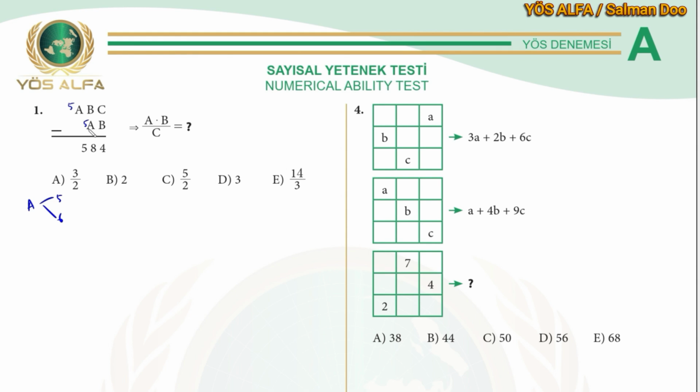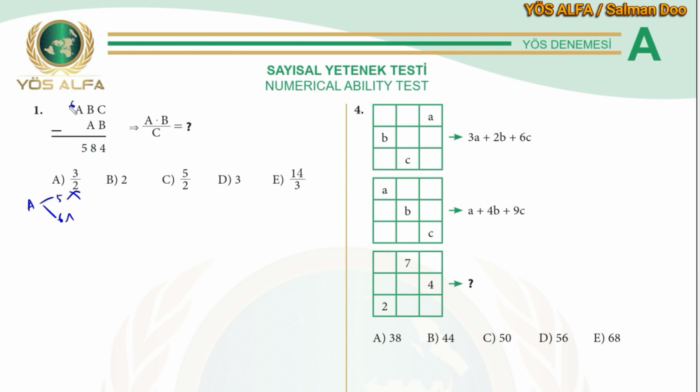B minus 5 is 8. So since the largest possible value for B is 9, 9 minus 5 is not 8. So we need to borrow 1 from A. That means we'll have 4 over here. And since the first digit cannot be 4, this choice is eliminated. So let's continue with A is equal to 6.